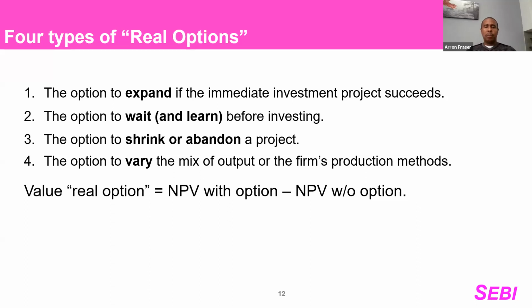And then there's the option to vary the mix of output or the firm's production methods. For instance, you can build into your production line some amount of flexibility. You can have one production line producing more than one output, and then use that production line based on the demand of whichever output is greater. That's one way of doing it. And then there's the option of the firm using different production methods to produce one particular output. So there's one production method that can produce more than one output, or there can be several production methods producing one output. Based on the economics in a given period, you can decide what is the best output mix to pursue.